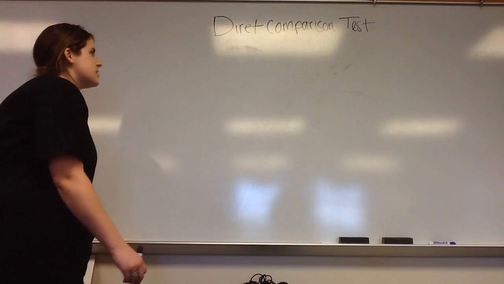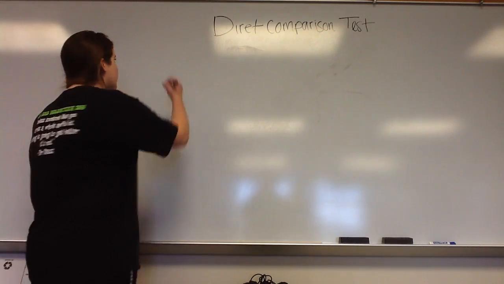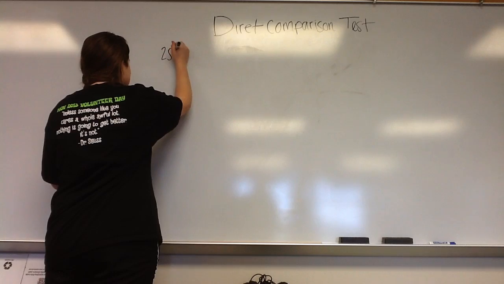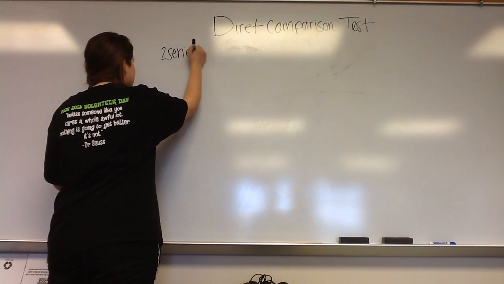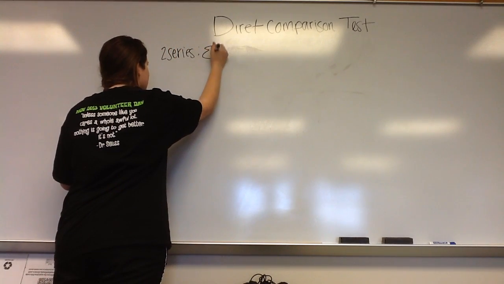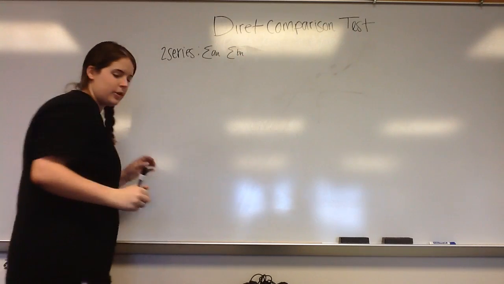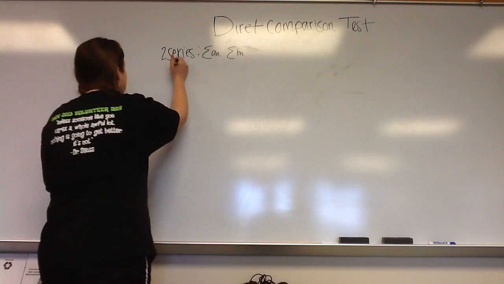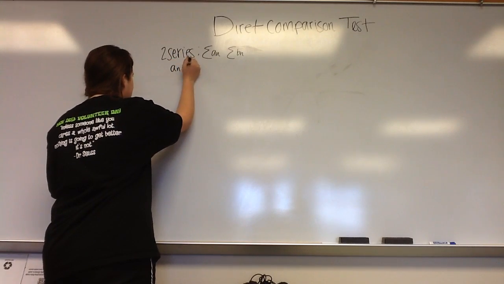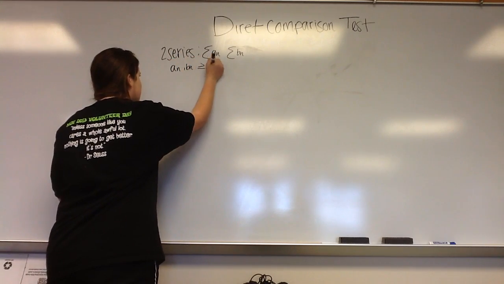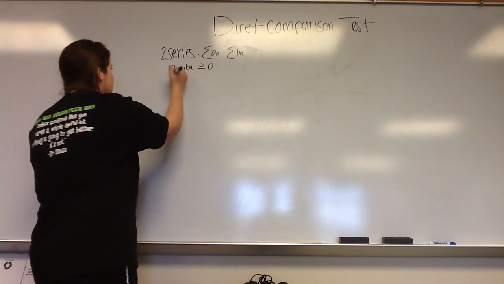So today I'll be teaching the direct comparison test, and in order for it to work, you need two series, A of n and B of n. In order for this to work, A of n and B of n both need to be greater than or equal to 0, and A of n needs to be less than B of n.